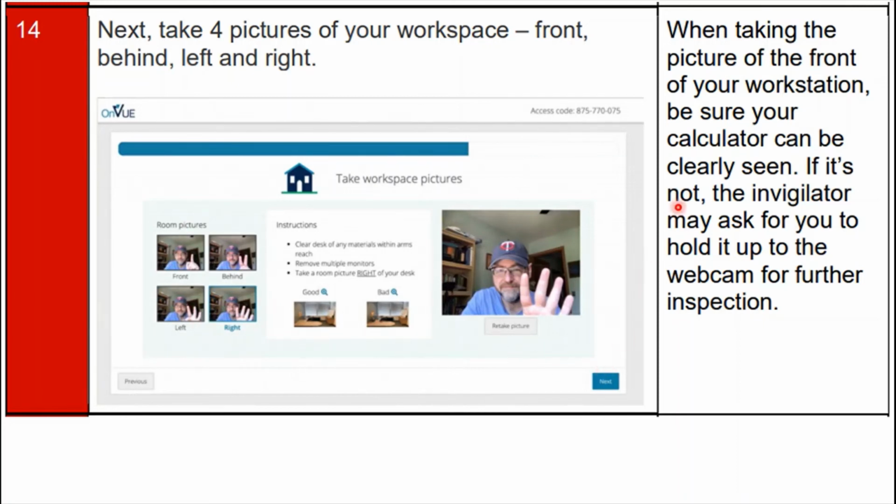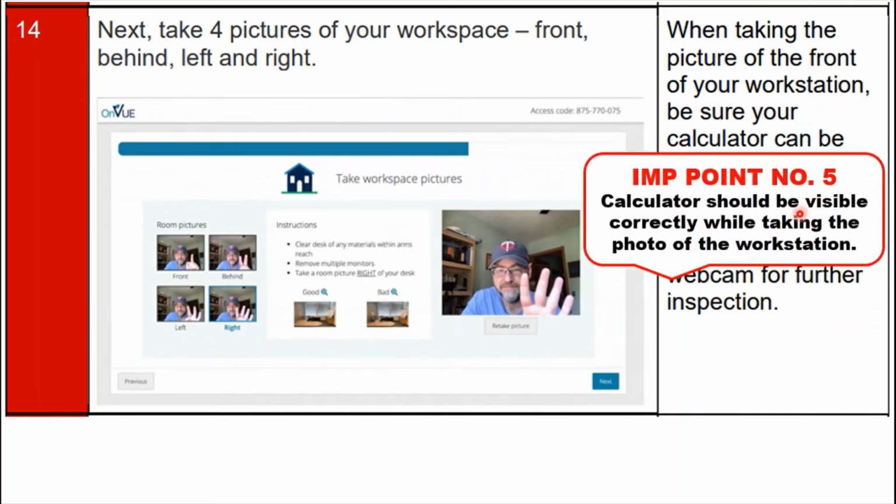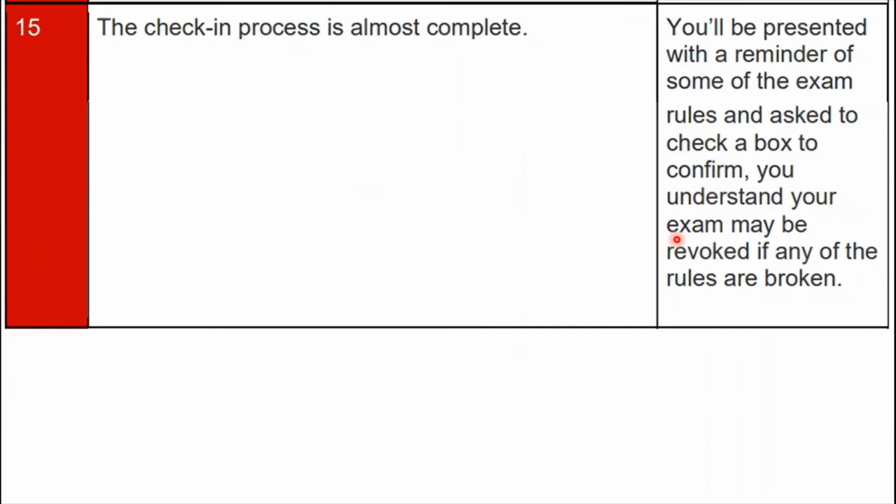The tip is when taking the picture of the front of your work area, be sure your calculator can be clearly seen. If it is not, the invigilator may ask you to hold it up to the webcam for further inspection. So important point number 5 is the calculator should be visible correctly while taking the photo of your workspace.